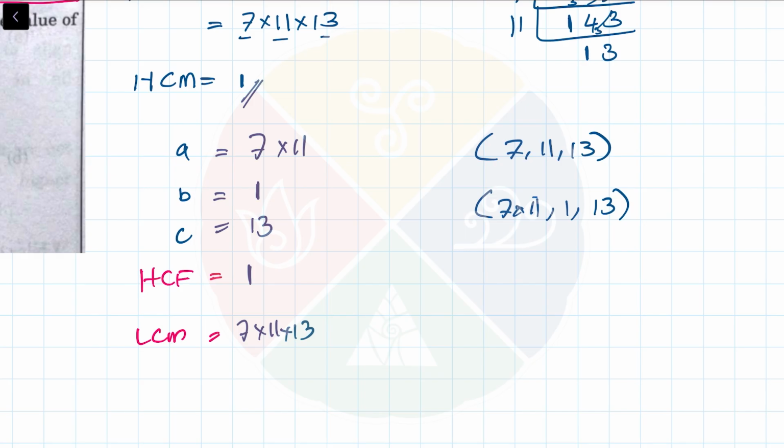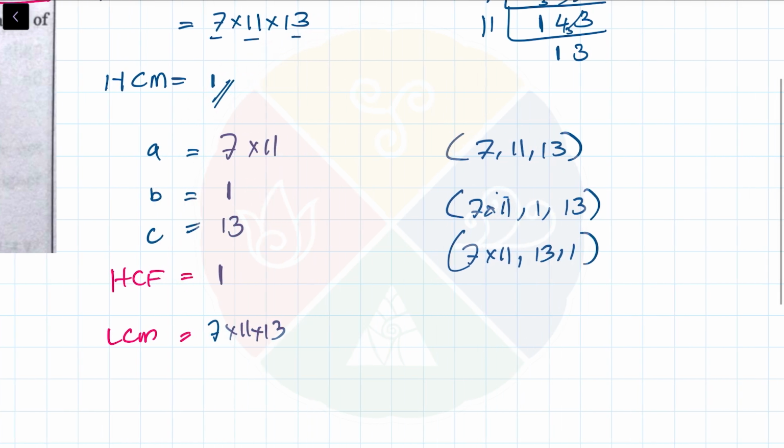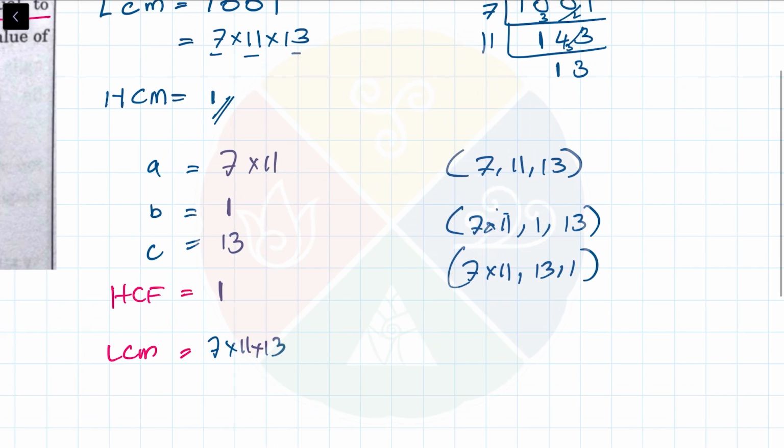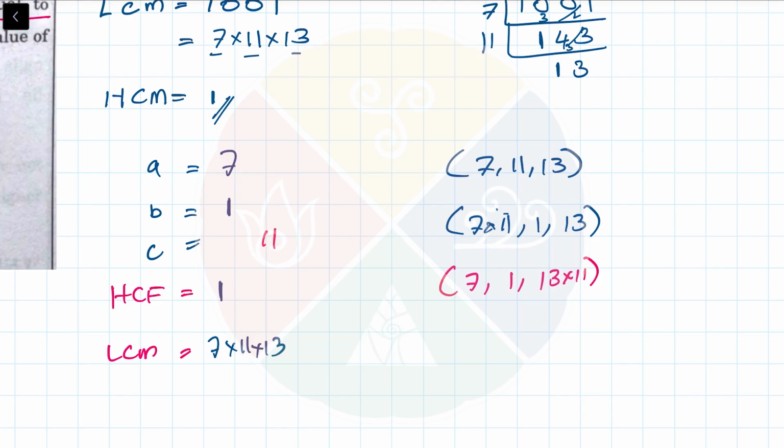Now I don't have to take a case like 7 into 13 into 1, because these are sets, not ordered pairs. Therefore the order doesn't matter in a set. If the number is inside, that's it. So I don't have to repeat them. So 2 possibilities. Now again, if I just remove this 11 from here and put it over here, I'll get a new set of numbers, 7, 1, 13 into 11.